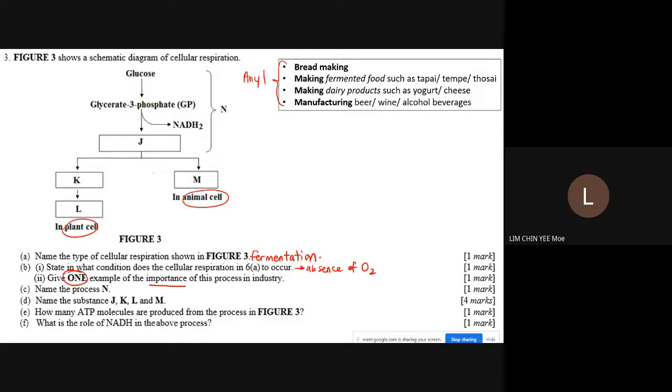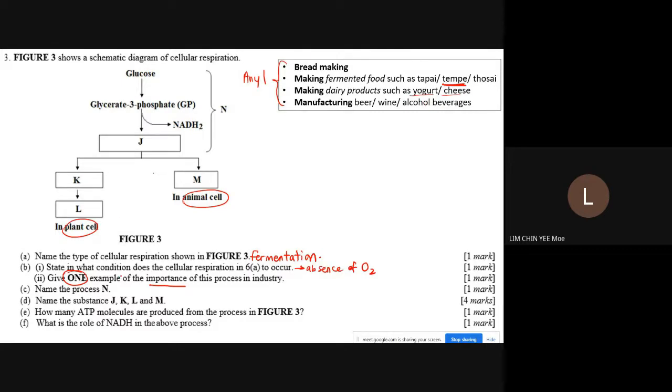Bagi je satu cukup. Bread making ke atau making fermented food such as, biasanya you kena tulis contoh lagi. Kalau you tulis making fermented food, then you have to tell example. Just give one will do. Tapai ke, tempe ke. Tempe lagi selamat lah. Dan ini yogurt, cheese pun boleh. Manufacturing alcohol beverages pun boleh.